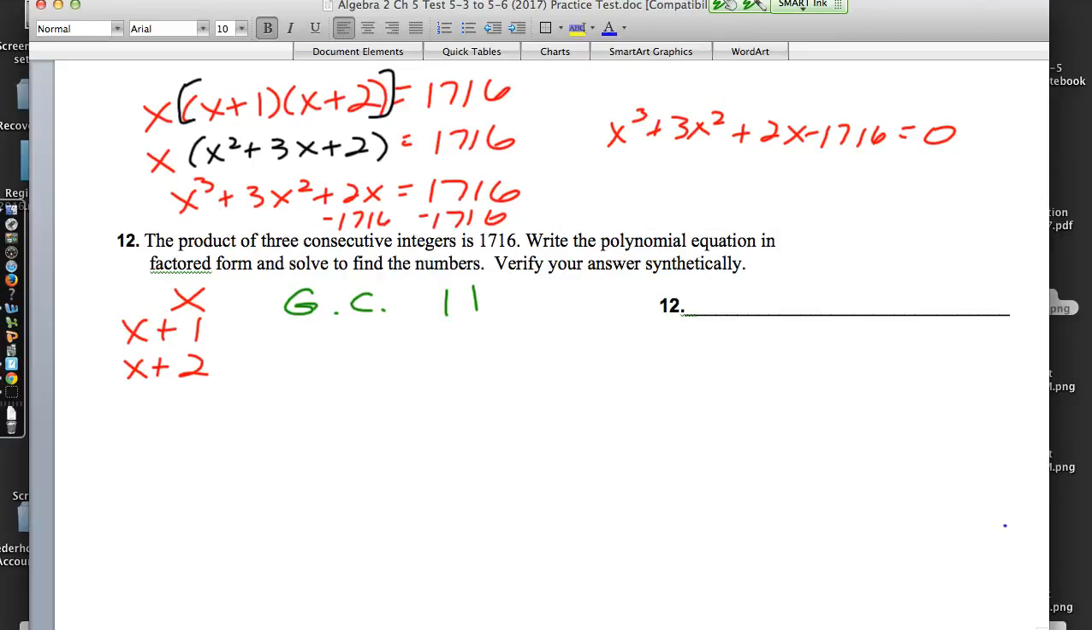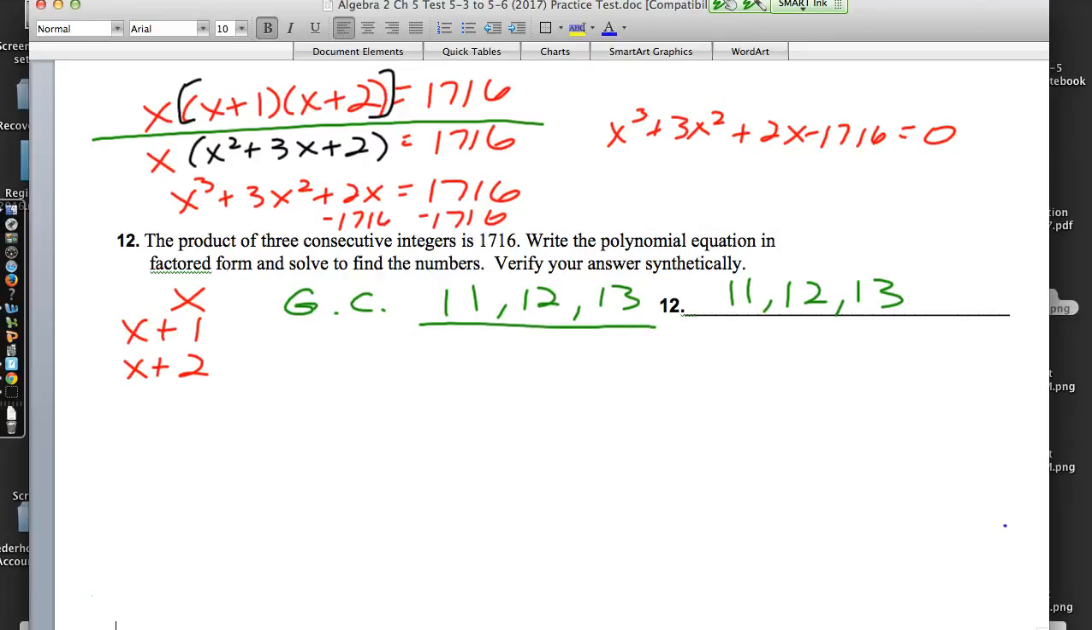So what are the other 2 numbers? 12 and 13. So here's our answers, but read through the problem. Write the polynomial equation in factored form. That was right here. And solve to find the numbers. That was right here. But what if we punched it in wrong and we just got lucky? What if our wrong polynomial gave us that fabulous little 11, but the 11 isn't right? So we are going to verify that 11 synthetically. We're going to make sure that works.